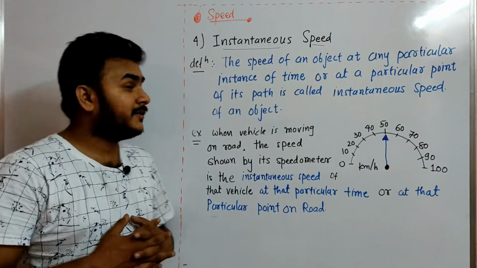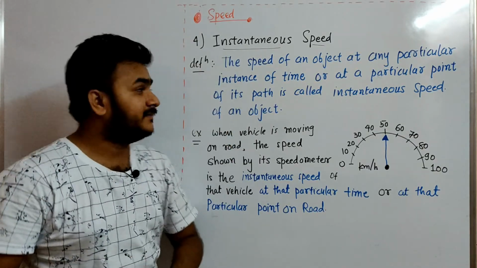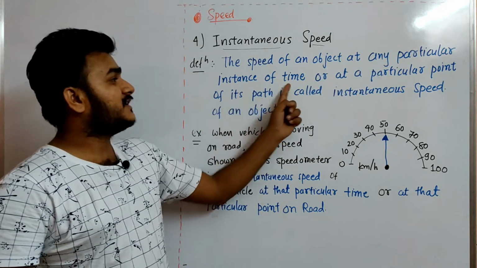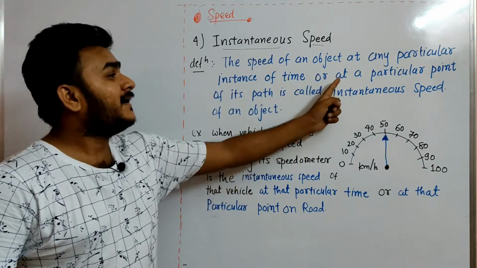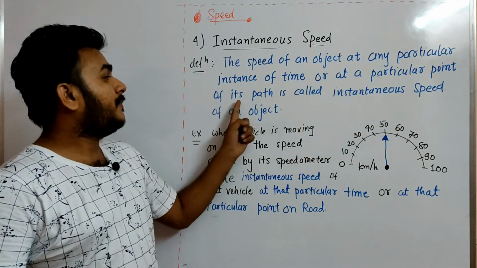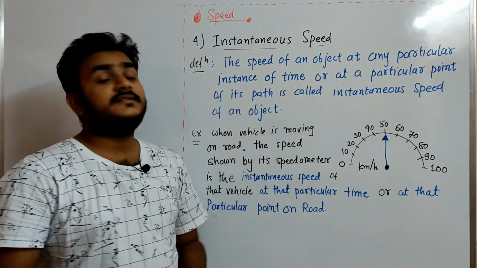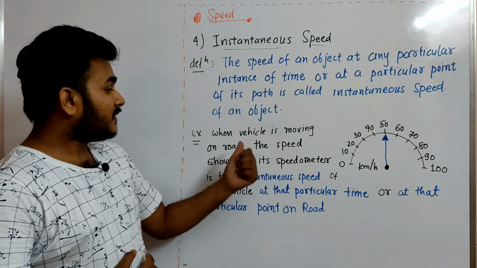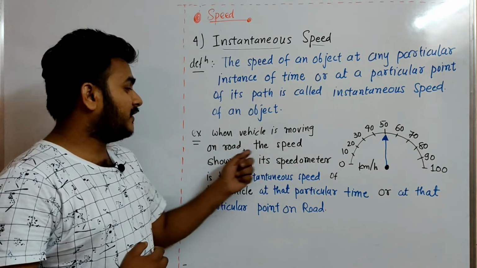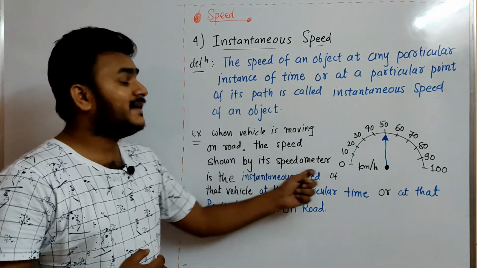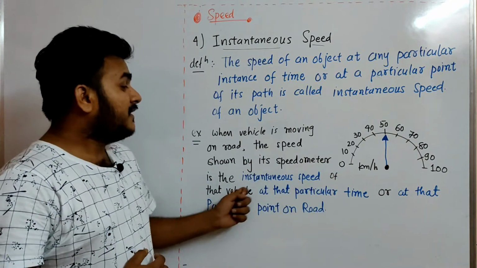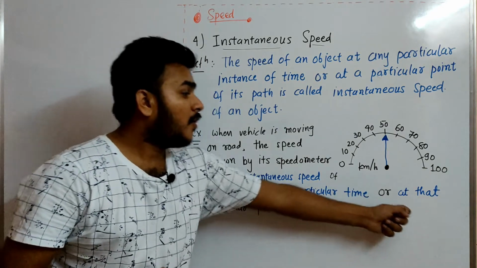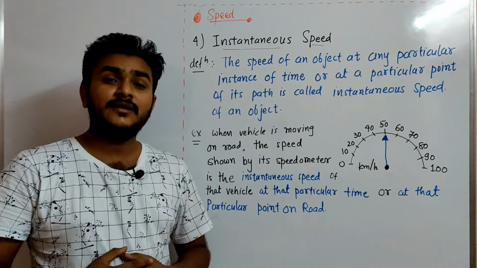Okay, so the last point of the discussion is instantaneous speed. It is defined as the speed of an object at any particular instant of time or at a particular point of its path. So, for example, if a vehicle is moving on a road, then the speed shown by its speedometer is the instantaneous speed of that vehicle at that particular time or at that particular point on the road.